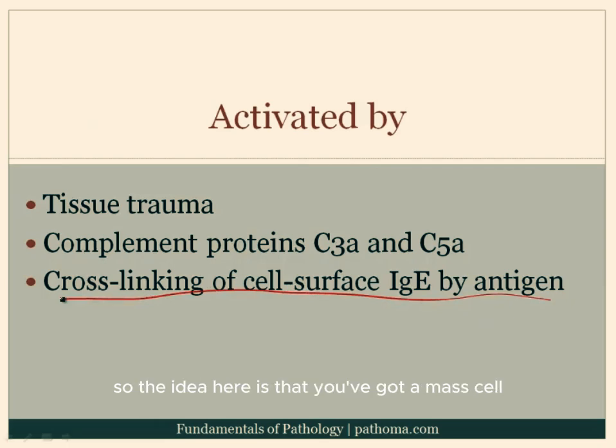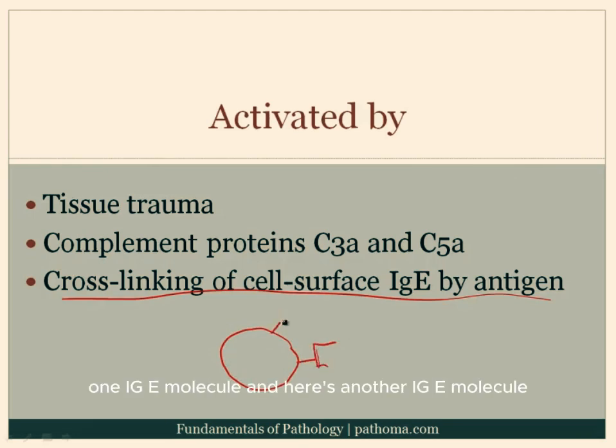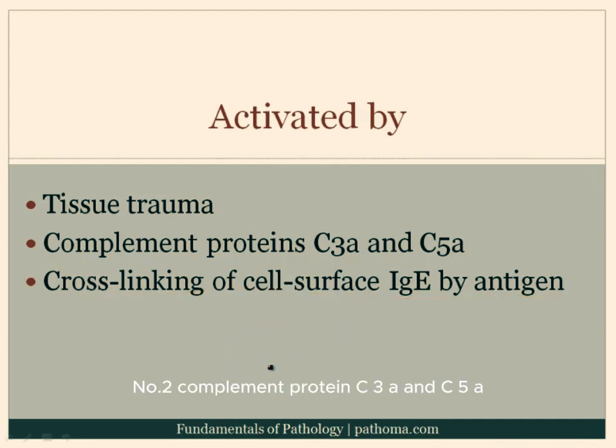So the idea here is that you've got a mast cell, and we know that mast cells express IgE on their surface, and so here's one IgE molecule, and here's another IgE molecule, and if an antigen comes by and cross-links these two IgE molecules, that then activates the mast cell. So important to remember that there are three ways by which the mast cell is activated. Number one, tissue trauma. Number two, complement proteins C3a and C5a. And number three, cross-linking of cell surface IgE by antigen.